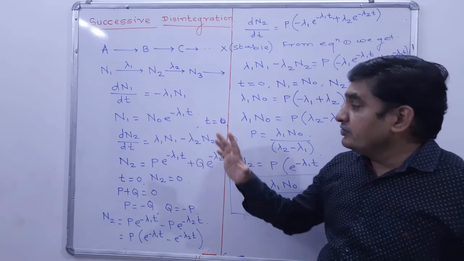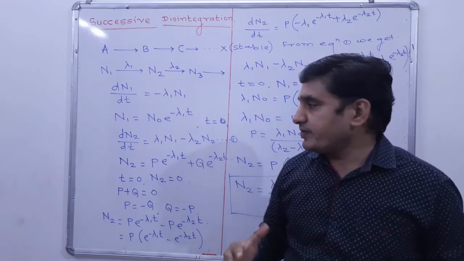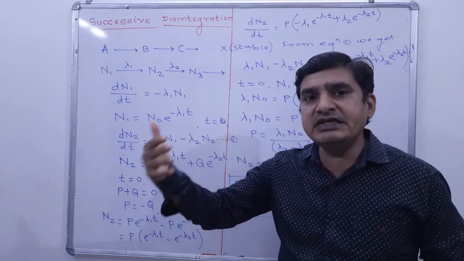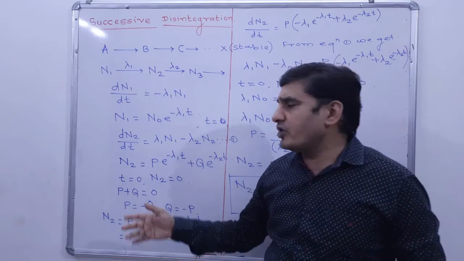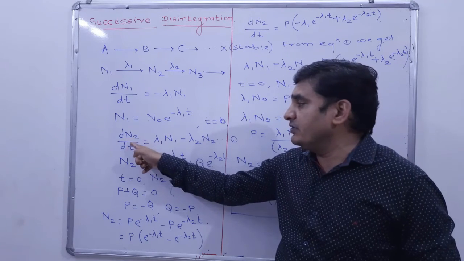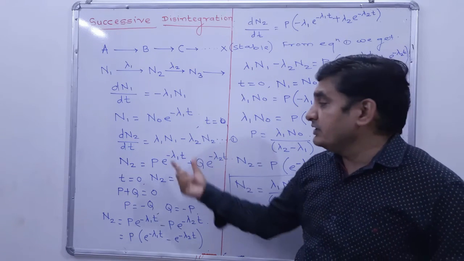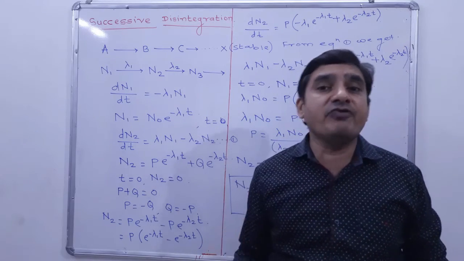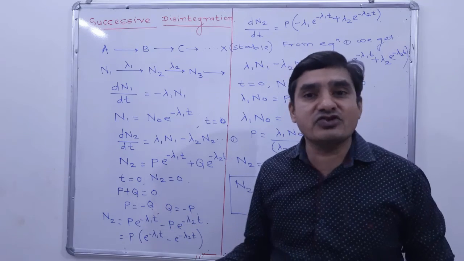Now the rate of disintegration of the daughter, when the parent disintegrates and we obtain the daughter. The rate of change of the daughter can be written as dN2 divided by dt is equal to lambda 1 N1 minus lambda 2 N2. The first term represents the formation of the daughter, while the second term represents the disintegration of the daughter.